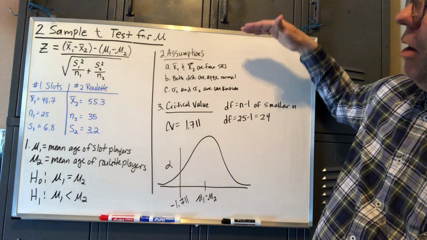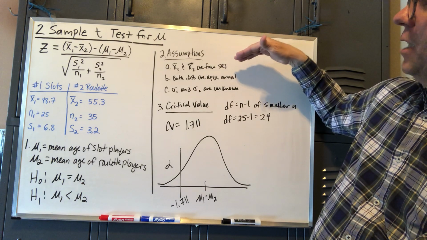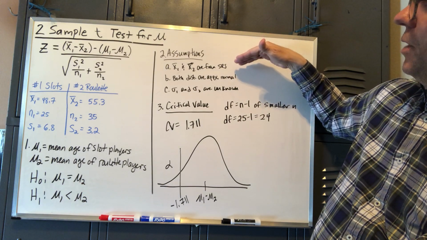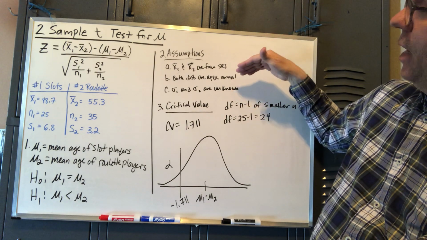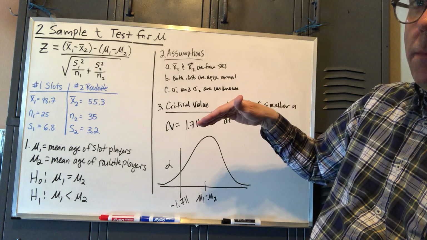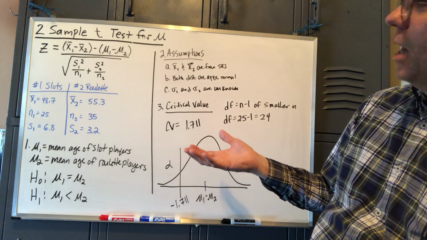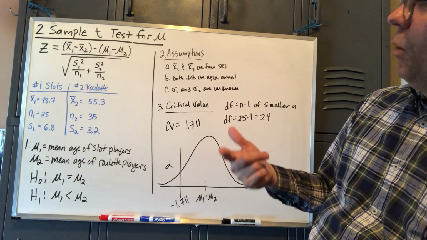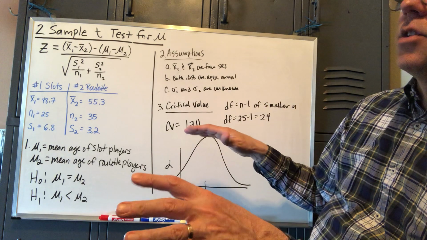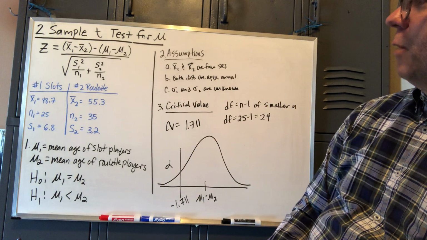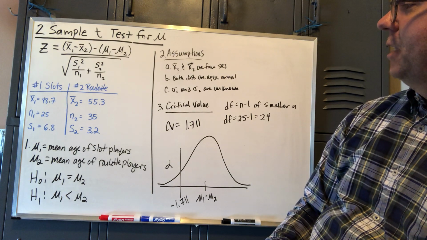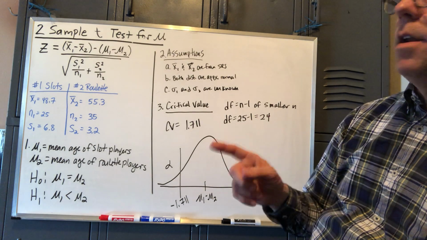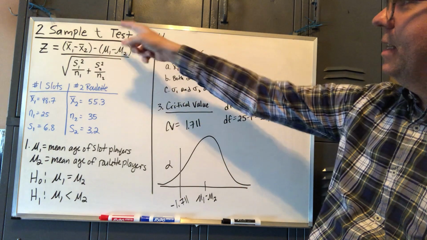Our assumptions are, from what we learned before, x bar 1 and x bar 2 are from a simple random sample. We didn't have a size large enough, but one thing you're allowed to use when it comes to size or shape, because remember when you hit 30, it looks approximately normal. We talked about that. We can just say a blanket assumption, both distributions are approximately normal. Just go with that. Trust me. And then the last one is that sigma 1 and sigma 2 are unknown. That's why we're doing a t-test.